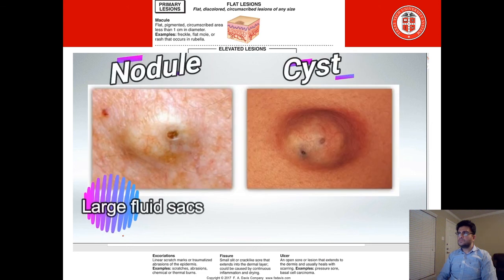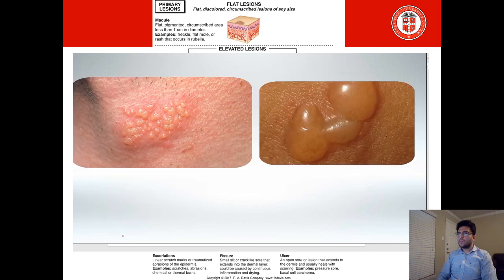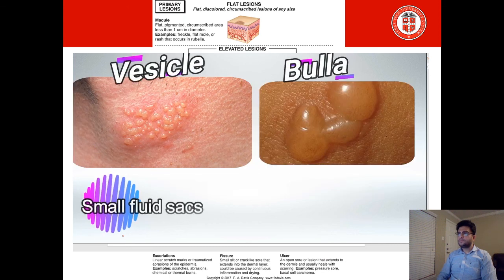Next we have nodules and cysts. They're both large fluid sacs, and the only difference between them is that nodules have most of their content in deep layers of the skin, while cysts have most of their content in the superficial layers of the skin. Next, we have vesicles and bulla, and they're both small fluid sacs. Vesicles tend to be larger in number but smaller in size. Bulla is the opposite, which is larger in size and smaller in number.